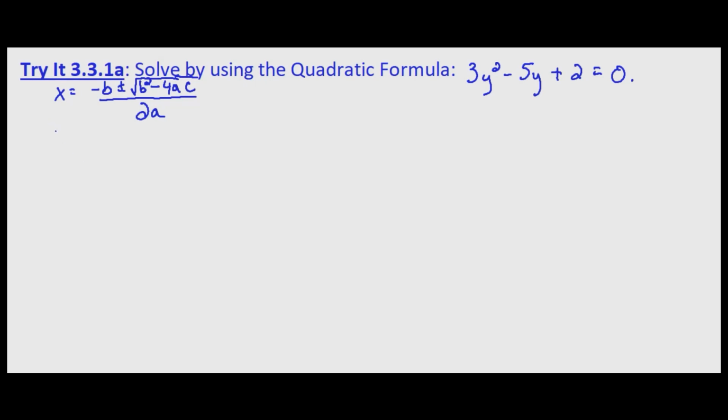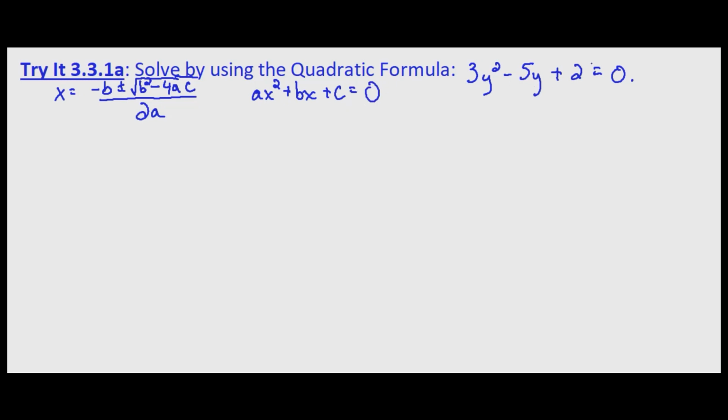So now we've moved on from solving quadratics by completing the square to solving by using the quadratic formula. Until you get used to using the quadratic formula, I would suggest writing it out as I have here every time you use it: x equals negative b plus or minus the square root of b squared minus 4ac all over 2a. And again, that comes from the form ax squared plus bx plus c equals 0.